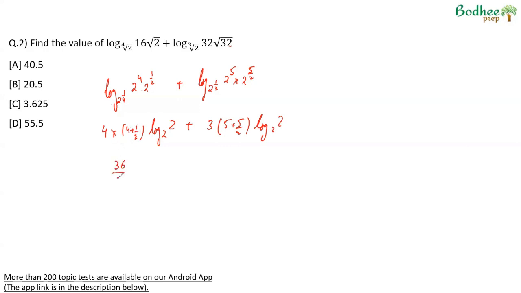36 by 2 log 2 to the base 2 is 1 plus 5 2s are 10, 15. 45 by 2 log 2 to the base 2 is 1. This becomes 81 by 2, which is nothing but 40.5, option A.